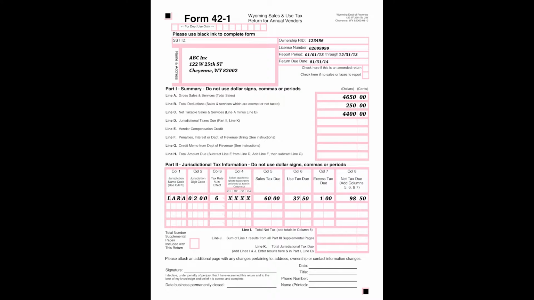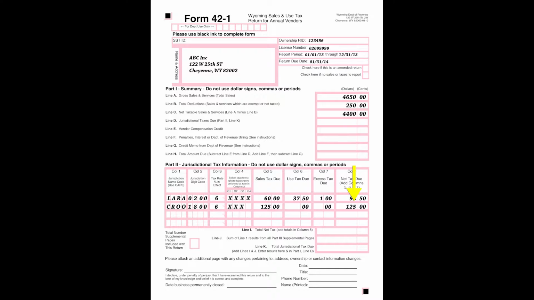The vendor in this case also had sales in Crook County of $2,083.33. That occurred in the first, second, and third quarters of the year, when the tax rate that was in effect was 6%. So in columns 1, 2, and 3, you will list the jurisdictional codes and tax rate for Crook County. Since the sale took place in the first through third quarters, you will place an X in the respective quarters in column 4. Then you will report the tax due in column 5, which would be $125. In this case, there was no excess tax due, so you will carry the total from column 4 over to column 8.